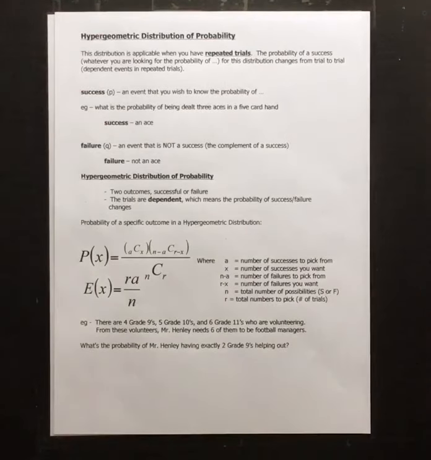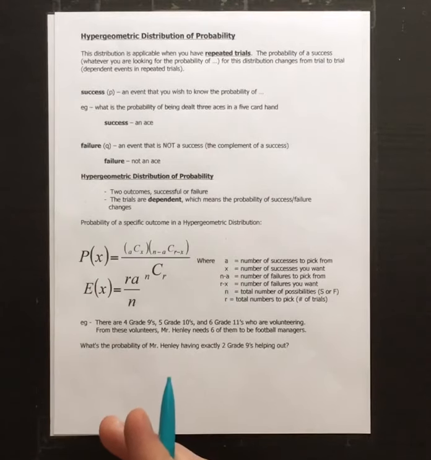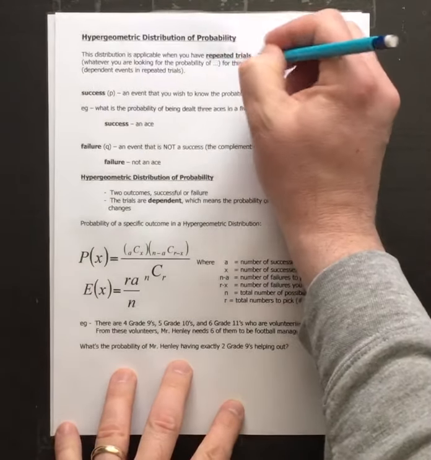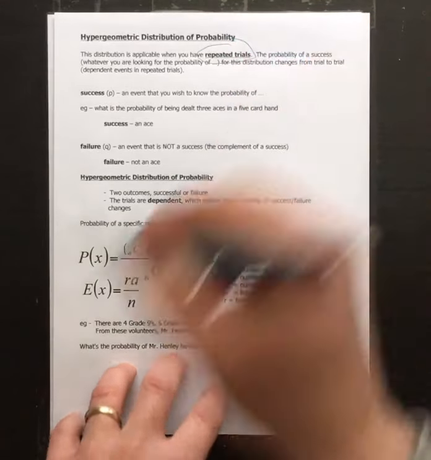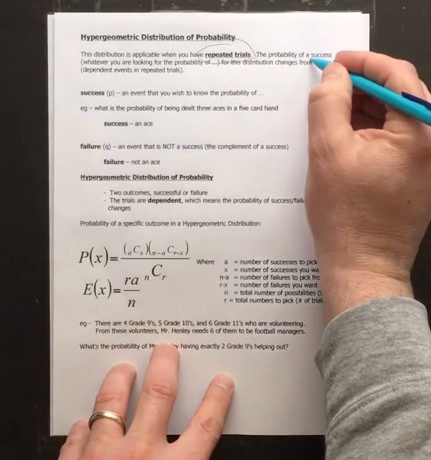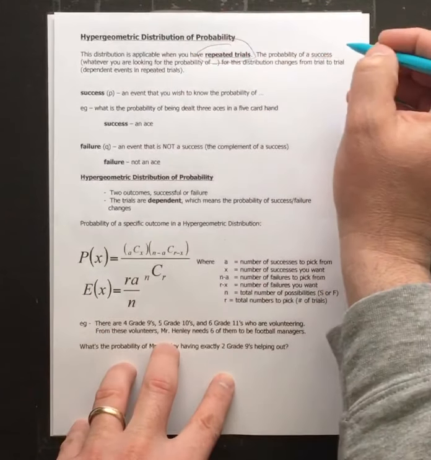Okay, so today we're going to look at hypergeometric distribution of probability, which is a very fancy name. But basically it is a distribution of probability, the same as we did for our binomial distribution. The difference is that we're looking for a number of successes and fails. So we have repeated trials, and we're looking for successes and fails.